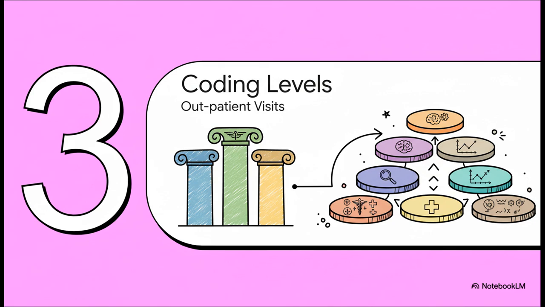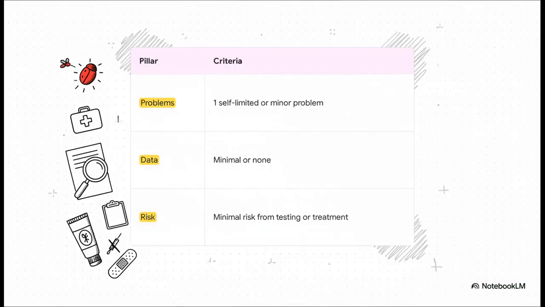All right, so we have our 3 pillars: problems, data, and risk. Now for the fun part. Let's see how they actually work together in the real world. We're going to walk through the 4 main levels of medical decision-making for outpatient visits and see exactly how these pillars define each one. Let's start with straightforward MDM.